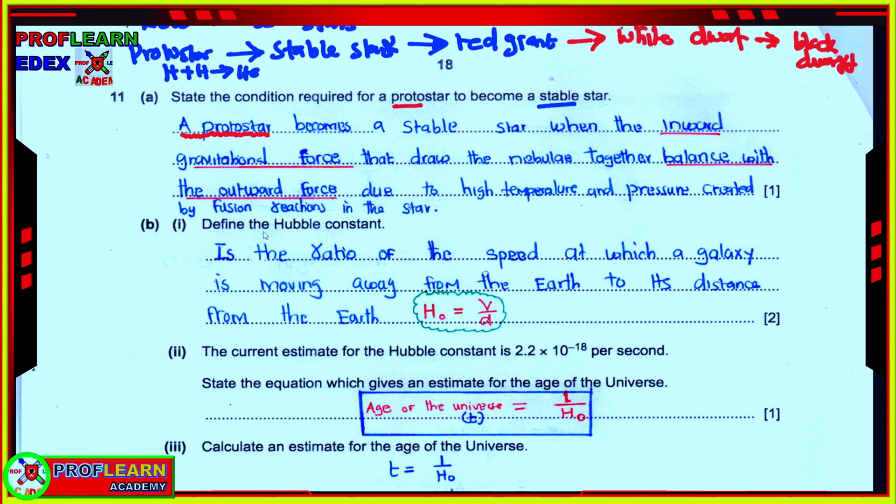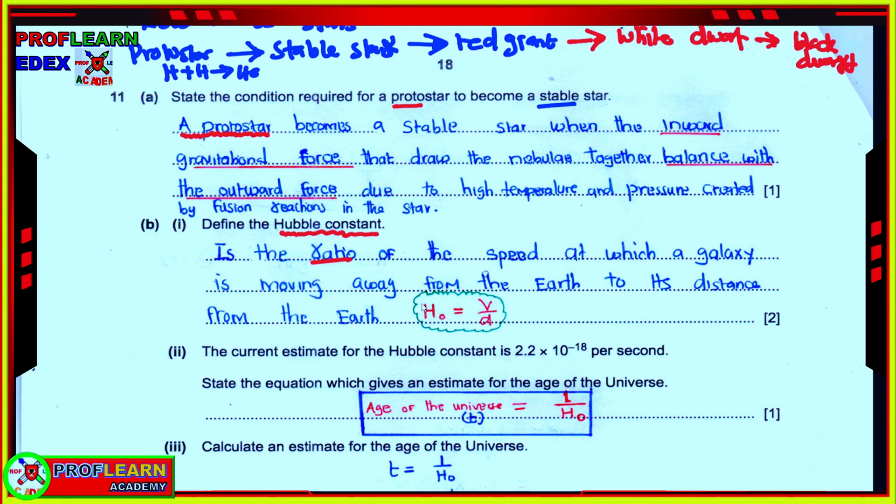You'll also need to know how to define Hubble's constant. The Hubble constant is actually a ratio of the speed at which a galaxy is moving away from the Earth to its distance from the Earth. Remember, Hubble's law is used to determine the speed at which a galaxy is moving away, or you can use Hubble's law to determine the distance of a galaxy.